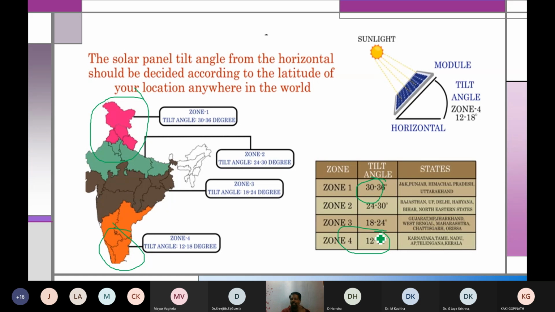So this is the angle at which you need to tilt. For example, for Karnataka, Tamil Nadu, Andhra Pradesh, Telangana, Kerala, Goa and all, the tilt angle will be between 12 and 18 degrees. In these states the tilt angle will be very less, whereas if you go to some other state, the tilt angle will be more. Zone 1 has more tilt angle. Hope you understood what the tilt angle is and what the value of the tilt angle should be.